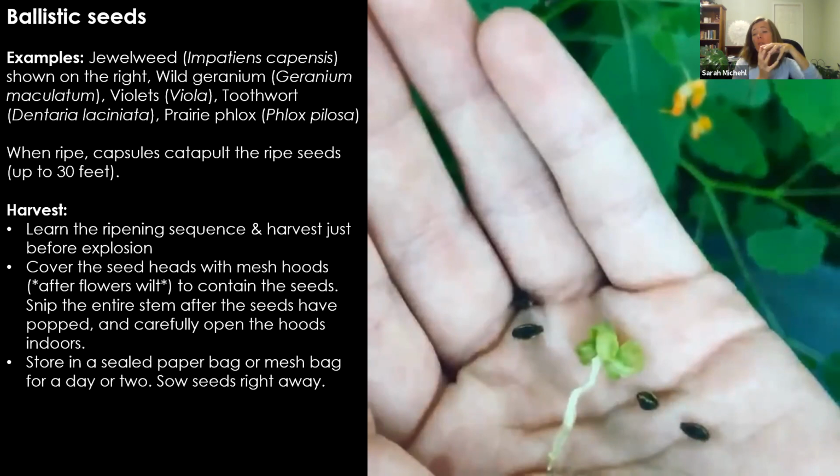Some people will cover the seed heads with a little mesh bag that still lets air circulation happen and light get to it. That's important to allow the ripening to continue. And so then when it does explode, it explodes in the tiny bag.